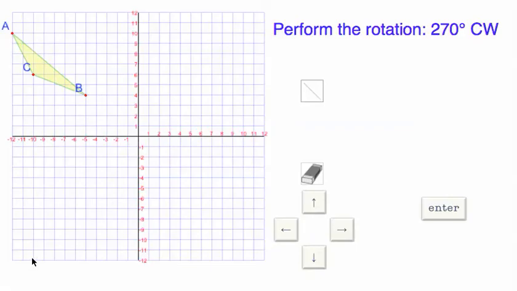So 10, 12. The B, which is at 5, 4, up here, is going to end up down here at 4, 5. Okay, and the C, which is at 10, 6, is going to end up down here at 6, 10. Okay, and that's all there is to it.